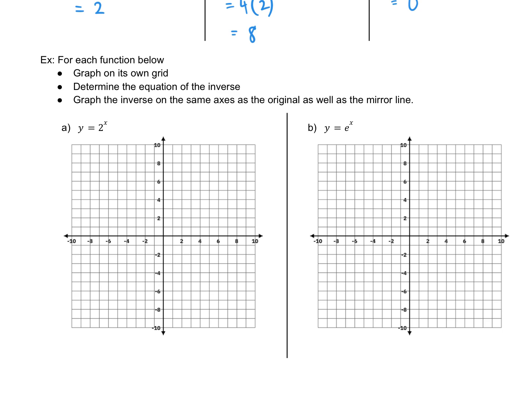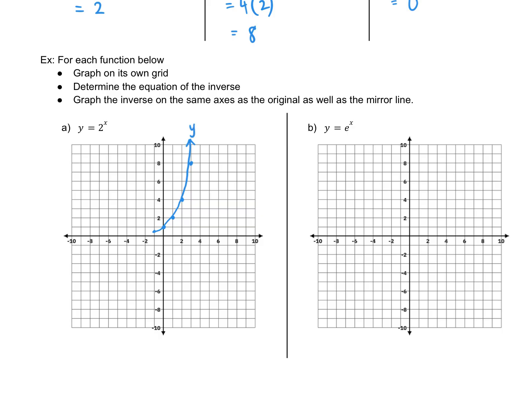So for 2 to the power of x, 2 to the power of 0 is 1, so 0, 1. 2 to the power of 1 is 2, so 1, 2. 2 to the power of 2 is 4, so 2, 4. And 2 to the power of 3 is 8, so 3, 8. 2 to the negative 1 is a half. And I think that's good enough.